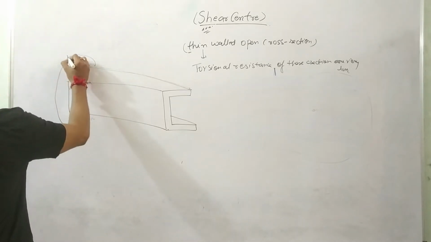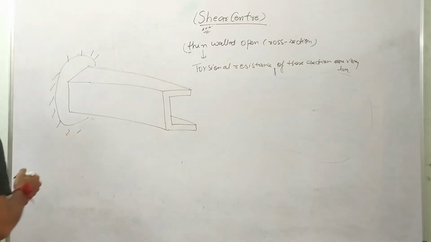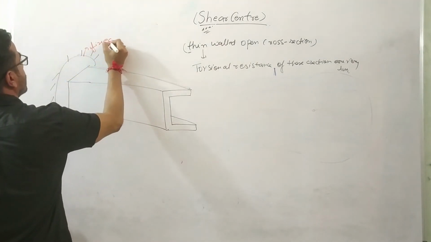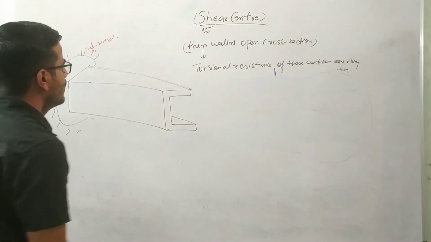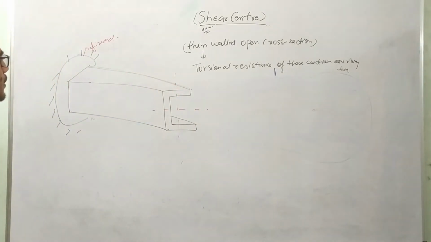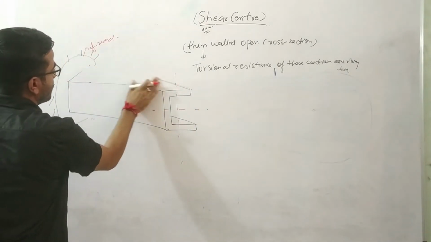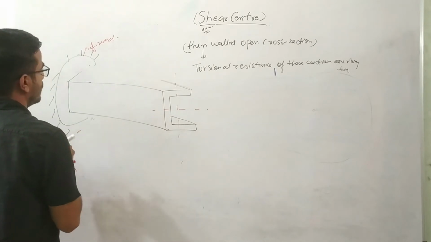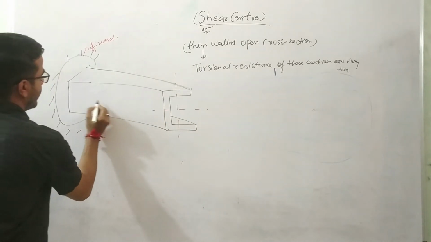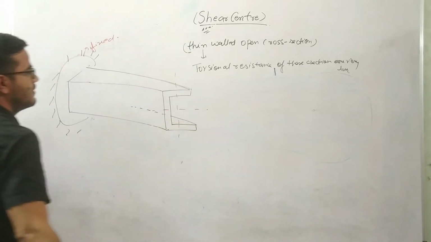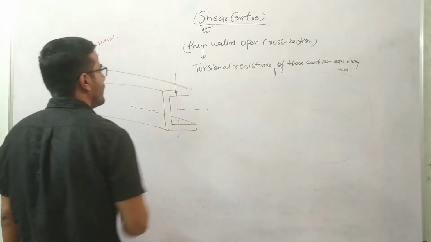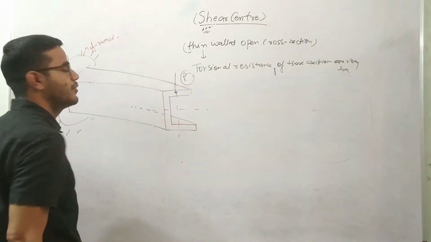And this is fixed at this point. Okay, this is fixed at the end. Now, this is our principal centroidal axis, right? So what is happening over here is that if I apply a load along this principal centroidal axis, let us suppose a load P at this principal centroidal axis.